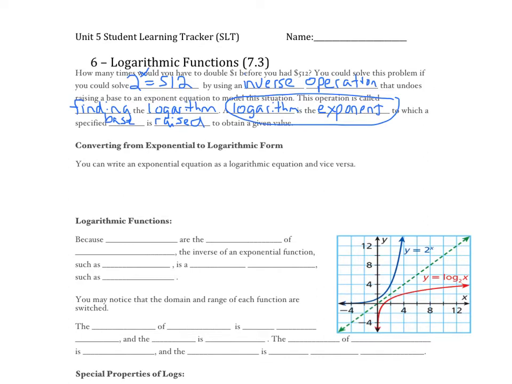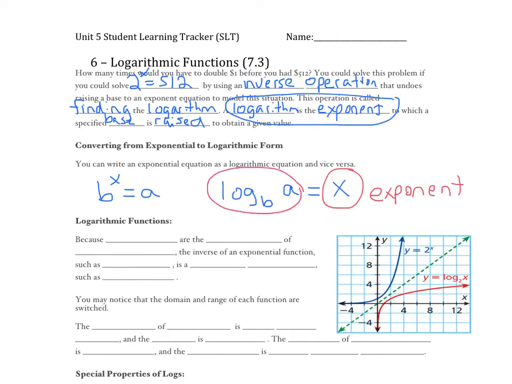So when we look at converting from exponential to logarithmic form, we have this process. So if we have a base raised to a power equals a value, then the log of that base, given the value a, is x. So keep in mind that this is the exponent, and so is this whole thing. The log base b of a value a is the exponent. Keep that in mind.